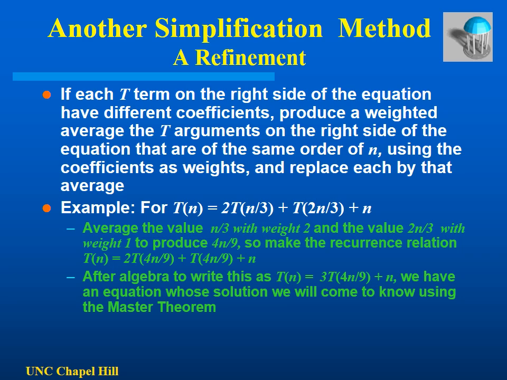And so then we get T(n) = 2T(4n/9) + T(4n/9). That's 3T(4n/9). And so we've replaced the original recurrence by T(n) = 3T(4n/9) + n. And then we need to solve that recurrence. And that one will easily submit to the next method we're going to talk about, which is using a master theorem.